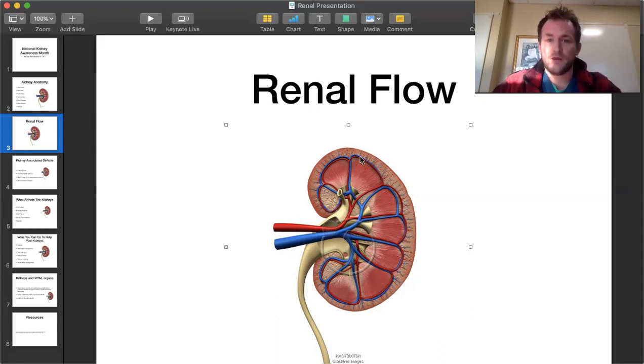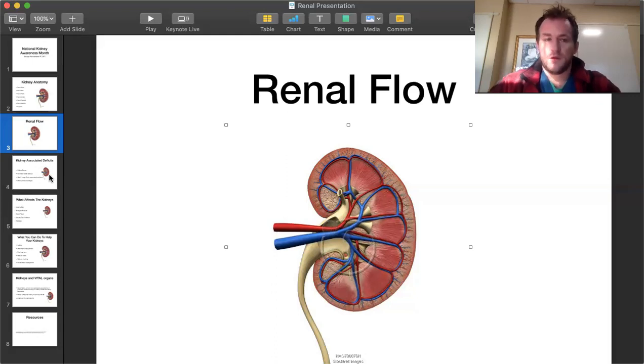So as that blood is filtered and it deposits all its waste products, it comes back through this blue, which is the renal vein, and then out through the rest of the body. I wanted a slightly bigger picture just so you could see and visualize that.